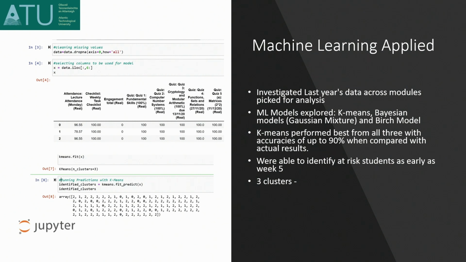From the analysis that we've done, we are seeing that the K-means model is the best model, performing better than the Bayesian model and the Gaussian model in terms of analyzing and finding patterns in the data. And as early as the 5th week, we're able to use this predictive analysis to identify students who could be at risk based on how they are interacting with the platform and how they are engaging.